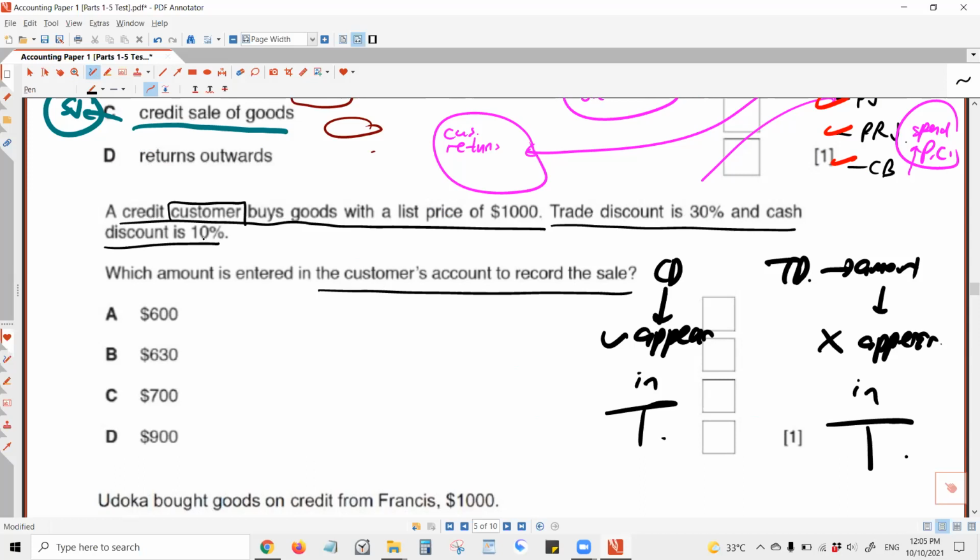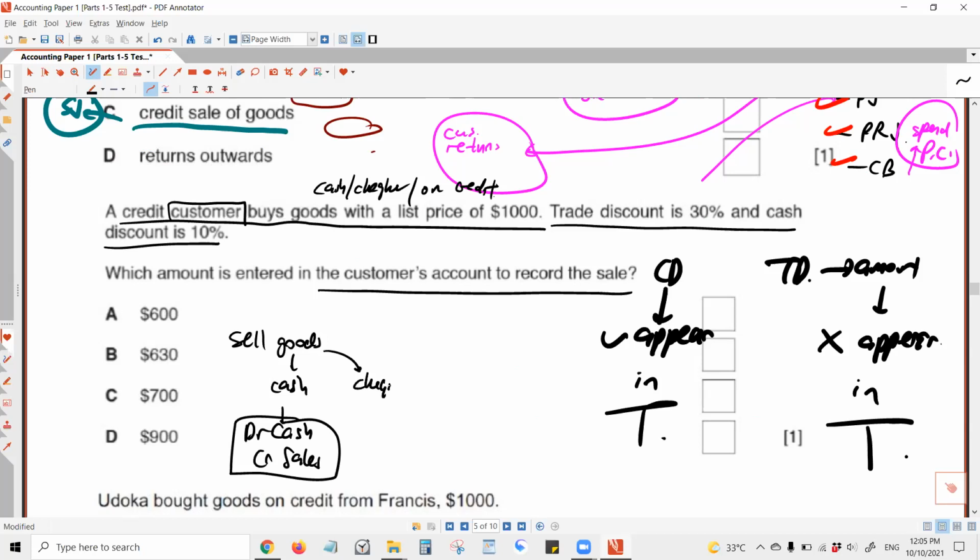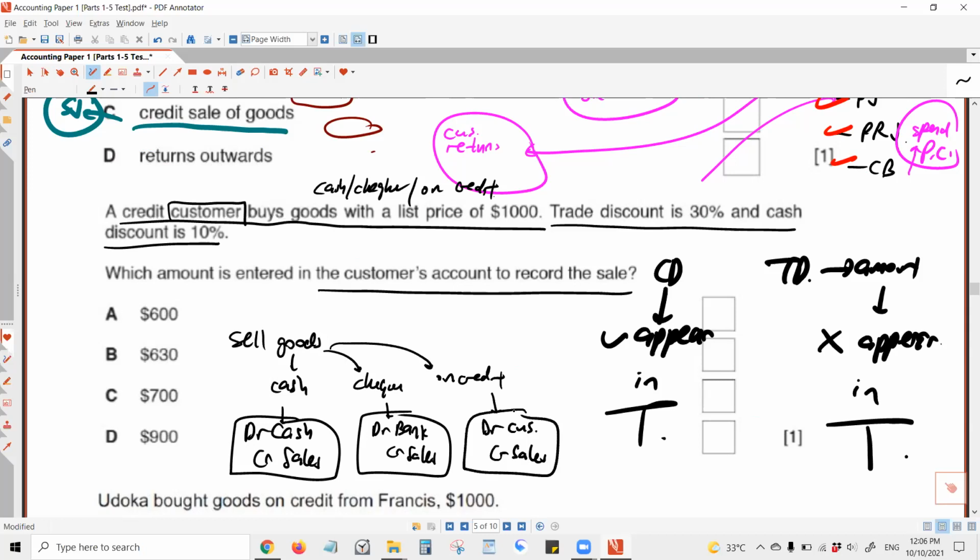Honestly speaking, the question is not so clear cut. It doesn't tell you whether it is with cash or with check or on credit, right? But you try to recall when you sell goods. If you collect cash on the spot, you will debit cash, credit sales. If you collect check on the spot, you will debit bank, credit sales. If you sell goods on credit, you will debit the customer's account, credit sales. Agree? Okay, these are all from the part 3. In which situation? So you have situation A, situation B, situation C. Okay, in which situation you will touch the customer's account?